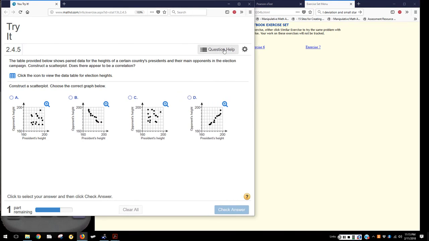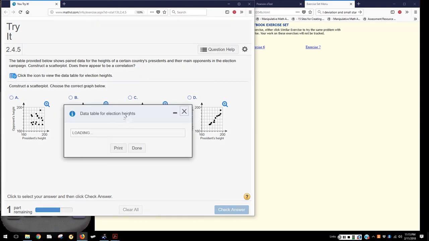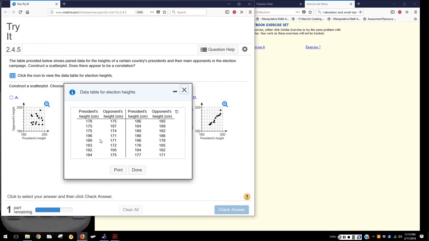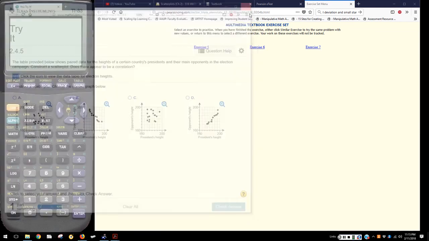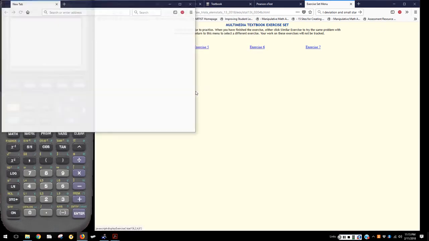If you need help, you've got your question help there. You need the data for the elections. You click on this button, and then you enter that into your calculator, and you determine which one of these is the appropriate scatter plot. Check your answer. Finish that problem. Repeat with exercise 6.